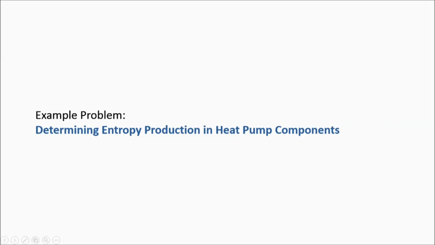This video is a step-by-step solution for the example entitled Determining Entropy Production in Heat Pump Components. In this example, you will learn about analyzing a series of processes for refrigerant 22 across multiple control volumes forming a closed cycle at steady state. You will also learn to compute the rate of entropy production across the control volumes and determine the source of irreversibility on these respective components.